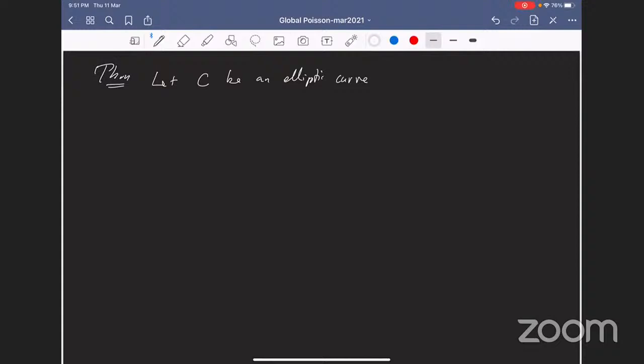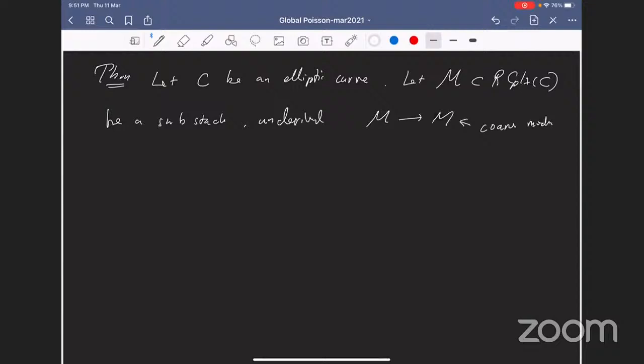And suppose M is a substack of this stack of complexes on C. So it's a substack such that, first, it is underived, second, there exists a coarse moduli space, so this straight M is a coarse moduli space, and such that this map is a G_m gerbe. In other words, I pick certain nice component of the moduli space, which is first underived, second, it is a G_m gerbe over its coarse moduli space.